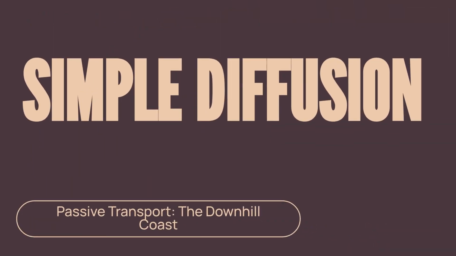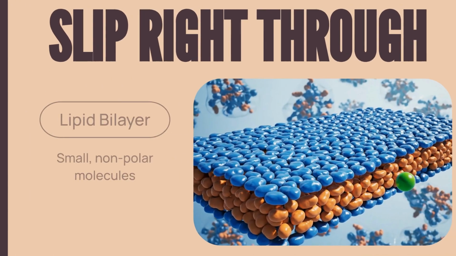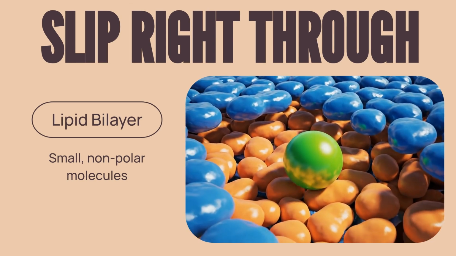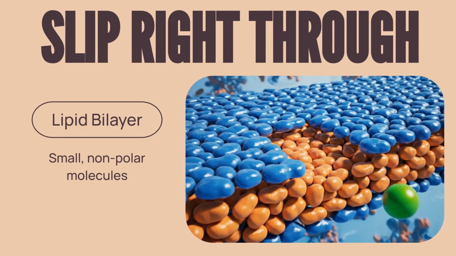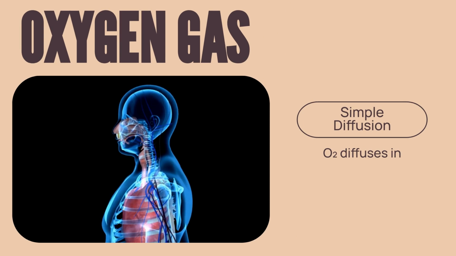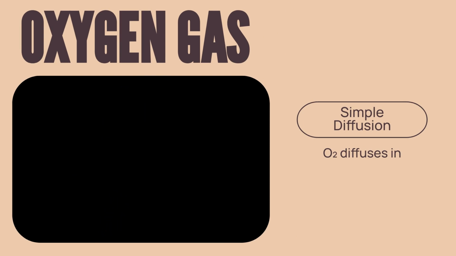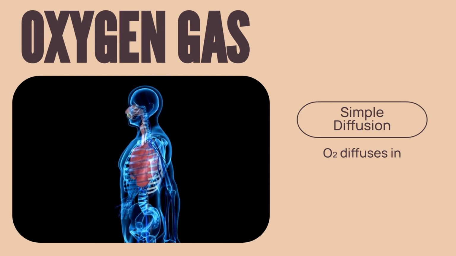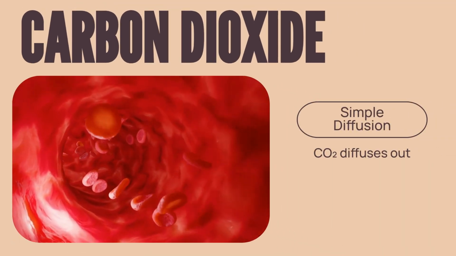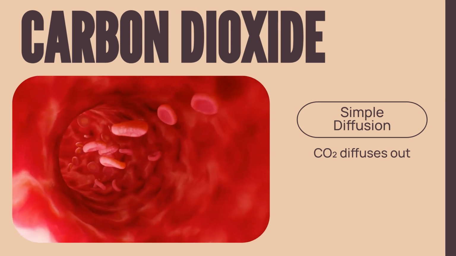Passive transport happens in three specific ways. Number 1, simple diffusion. Small, non-polar molecules can slip right through the hydrophobic interior of the lipid bilayer without any assistance. For example, if there is a higher concentration of oxygen gas outside the cell, it naturally diffuses straight across the membrane and into the cell. Carbon dioxide easily diffuses out in the exact same way.